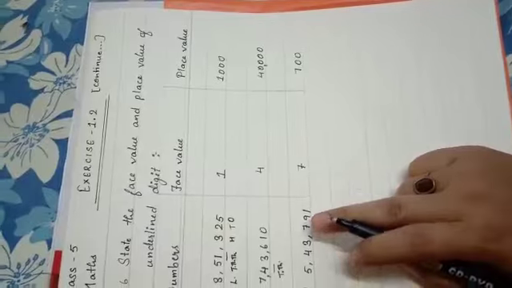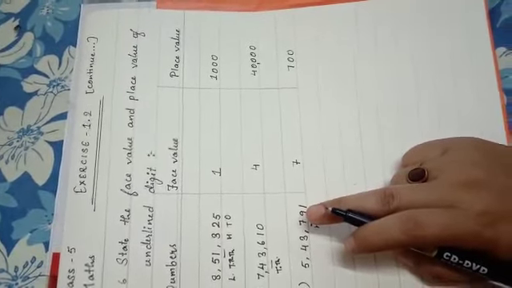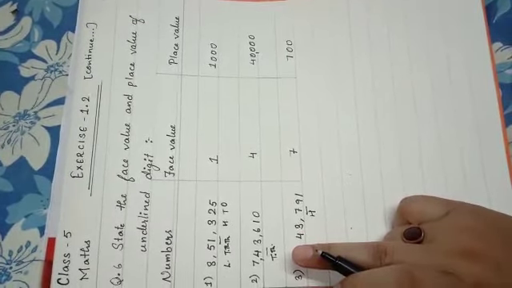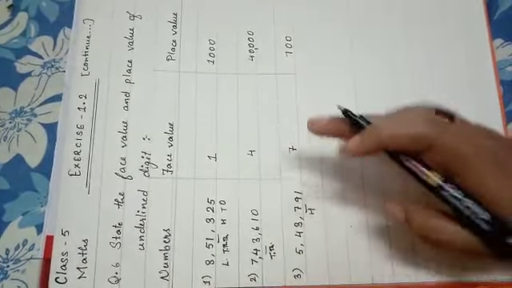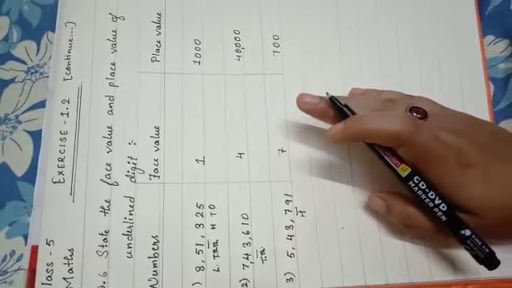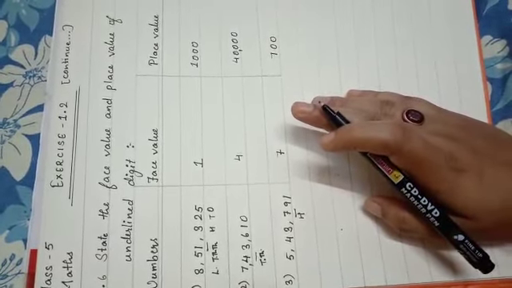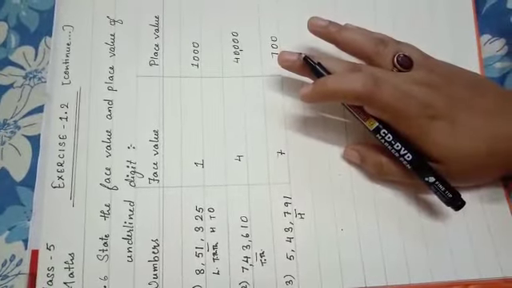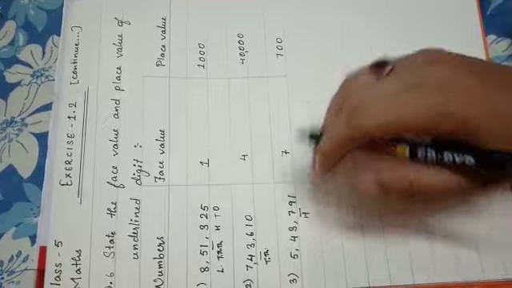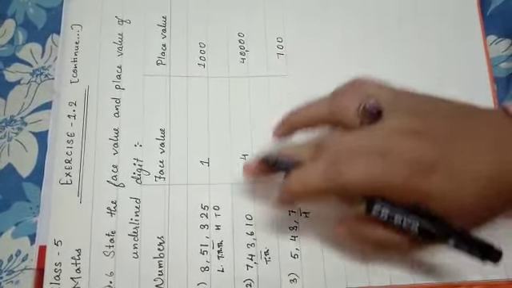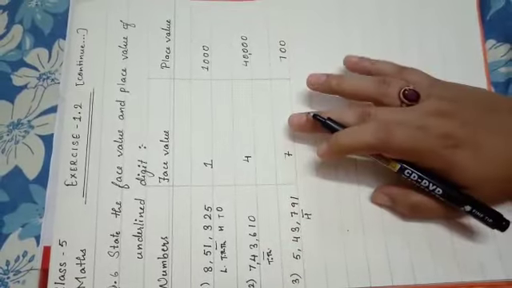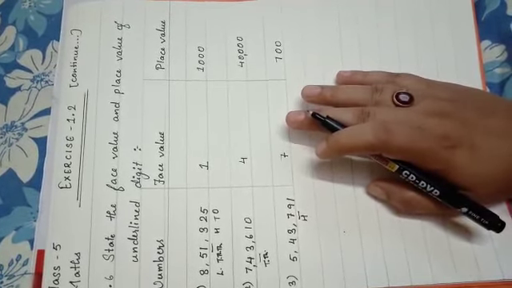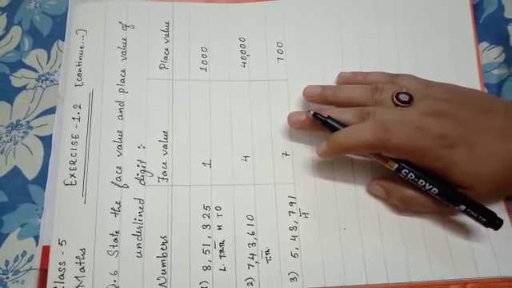Okay, so here we end up with exercise 1.2. In the previous question, give the place value of each digit, you can use the side and write. No need to write up and down, you can use the side and write. And in this face value and place value question, you have to make the table and then write the answer. Similar questions I will give you for practice. Hope you have understood this question.